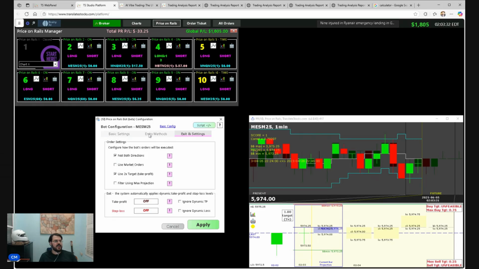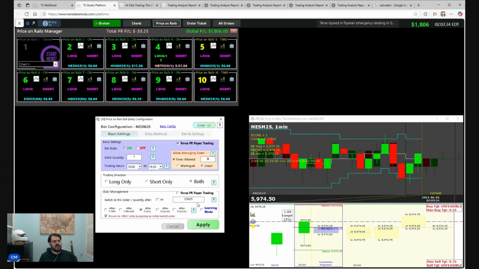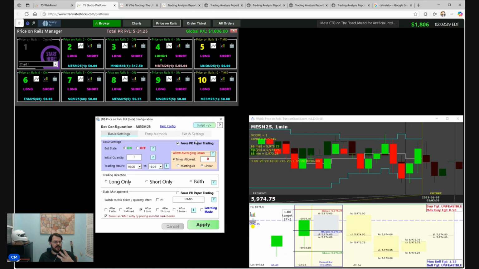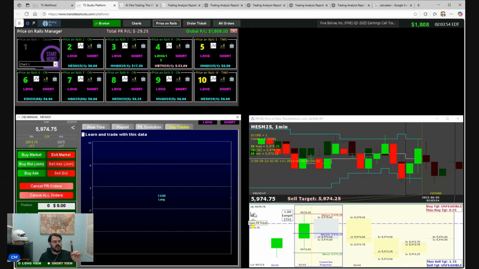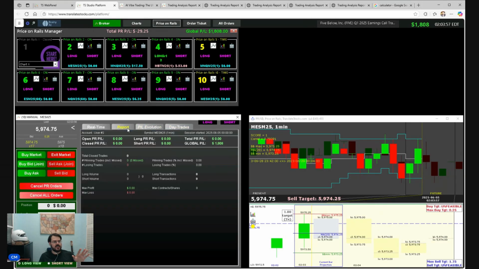I didn't change anything here. Actually, the only thing that I changed from the default is three things: forcing paper trading, selecting the trading hours between 10 and 3:30 p.m., and using a different ticker after one loss. That's all. We did this, and then we come here and we have this screen for the reports.